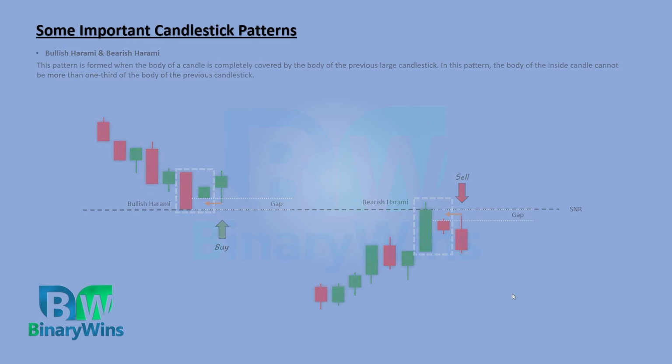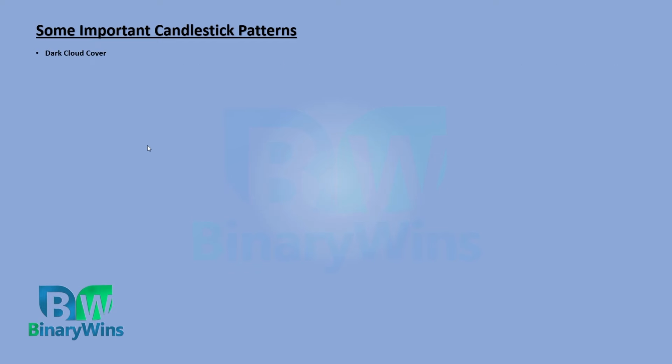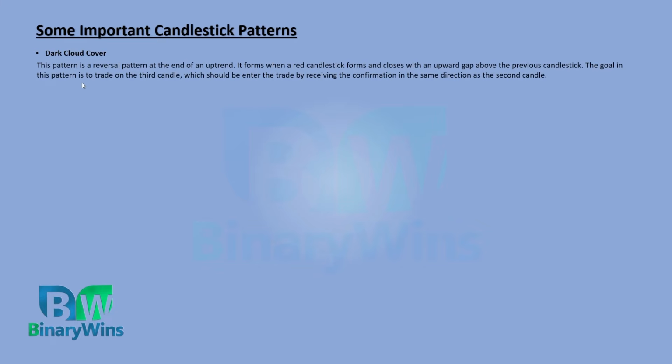The next pattern is a common reversal pattern, one of the important reversal patterns that forms at the end of an uptrend. This pattern is identified when a red candlestick is formed with a jump and a gap higher than the previous candlestick under resistance. The goal in this pattern is also to trade on the third candle, and for the trade, it is better to have confirmation first.